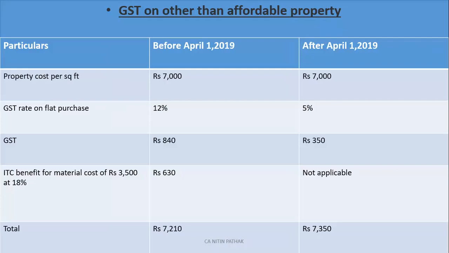ये कैलकुलेशन अदर देन अफोर्डेबल है. 7,000 प्रॉपर्टी है, 12% GST है. 840 GST, 680 मेरी ITC थी, तो my total cost was coming in 7,200. Now because of this scheme 7,000 plus 5%, 7,350. So this is my real cost.